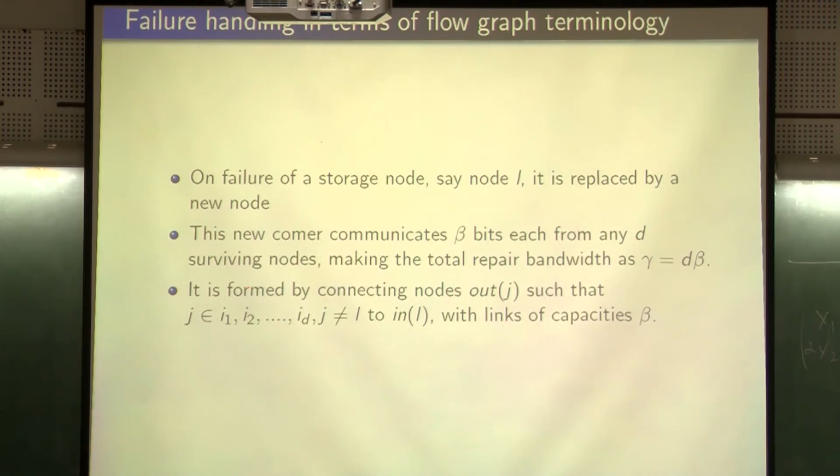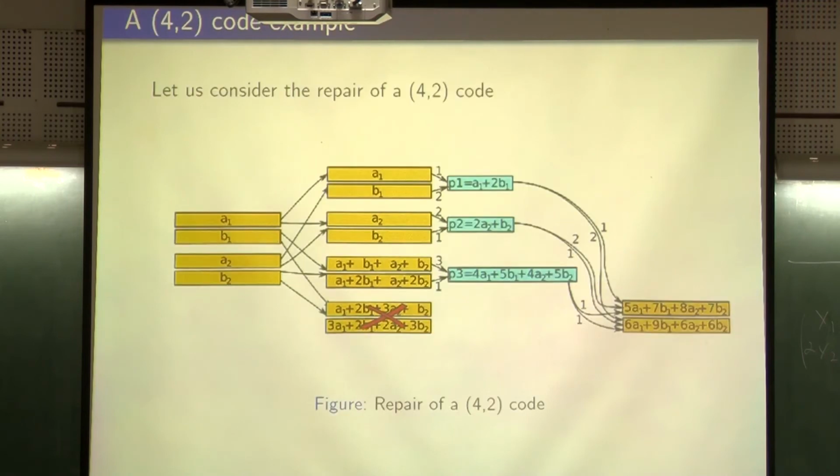It is found by connecting to out-node J, such that all the links from I1, I2, up to Ij, where J doesn't belong to I, are links with capacity B. So if that can be chosen with that data B. This is another example that he considers, a 4-2 code, which is basically the functional equivalent of the example I mentioned.